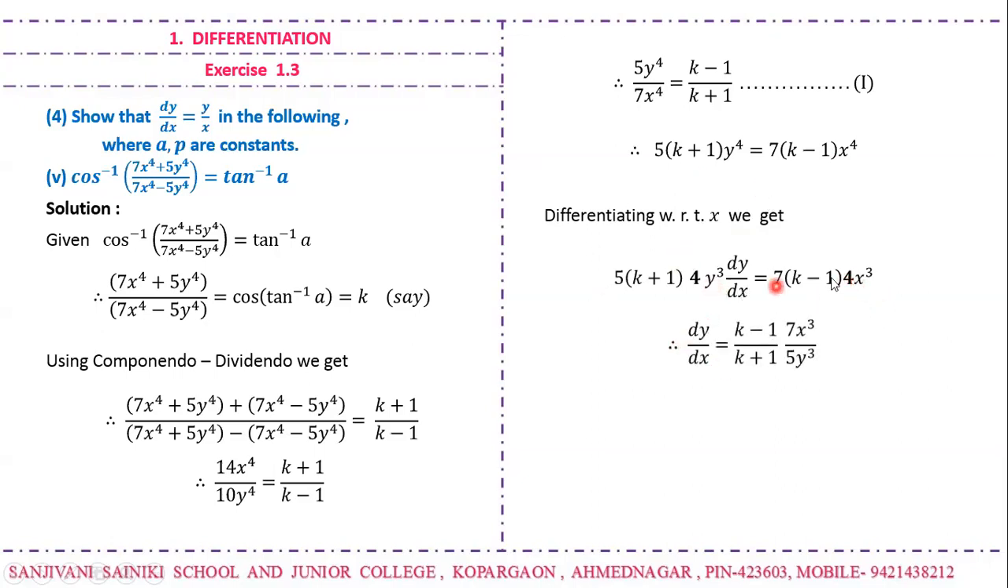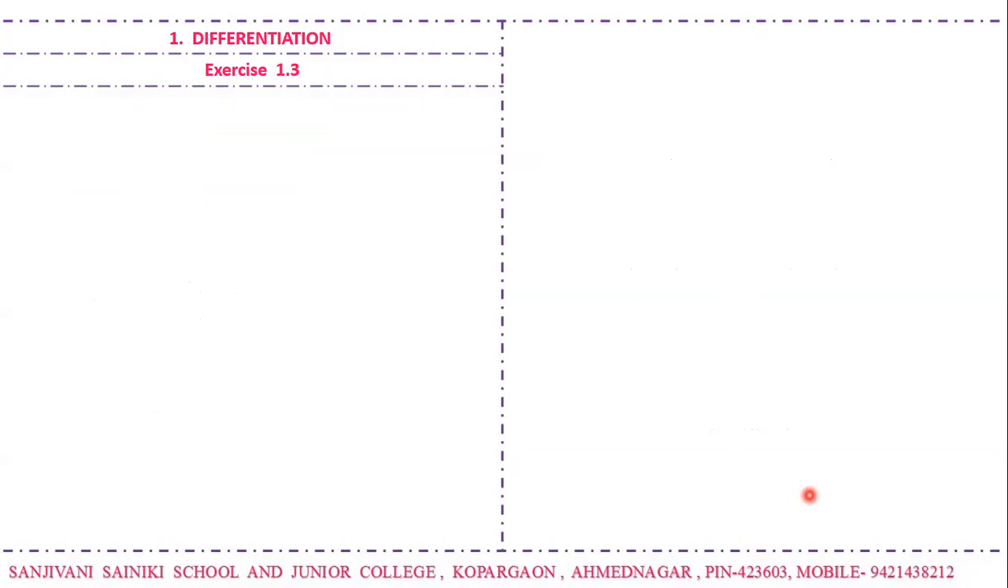this 4 will cancel each other, and we get dy by dx is k minus 1 upon k plus 1 into 7x cube upon 5y cube. But the value of k minus 1 upon k plus 1 is the same as 5y raised to 4 upon 7x raised to 4. So after cancelling these terms, we get y upon x. So this is the derivative of the given function.